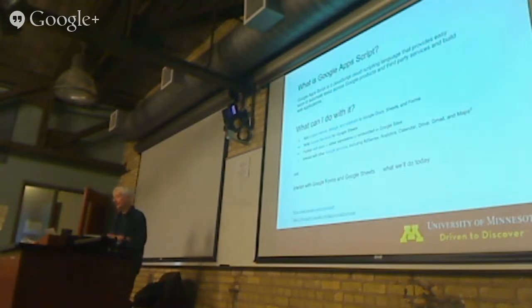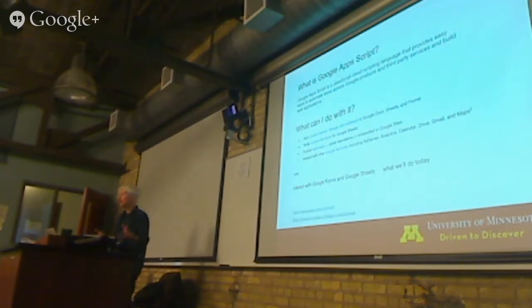And it provides easy ways to automate tasks across Google products and third-party services and build web applications. You can make custom menus in your Google spreadsheets, which I don't really want to do, but you can. You can make dialogs and sidebars. You can create custom functions for your Google Sheets. You know how Google Sheets have different functions that add things up. If all those available functions aren't enough, you can create new functions. And web apps, which are like widgets, that interact with Google services.